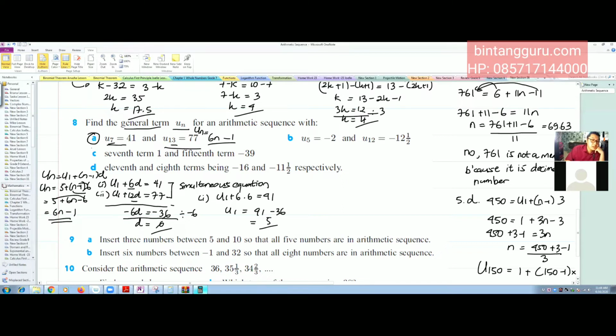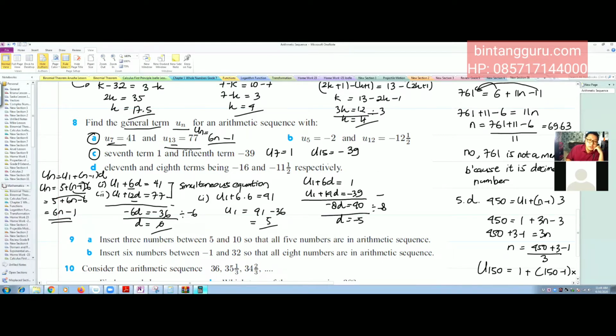For C, this is U7 equals 1 and U15 equals negative 39. This is also a simultaneous equation. So U1 plus 6D equals 1, U1 plus 14D equals minus 39. We subtract to eliminate U1. 6 minus 14 will be minus 8D, and 1 minus negative 39 is 40. So D will be minus 5.